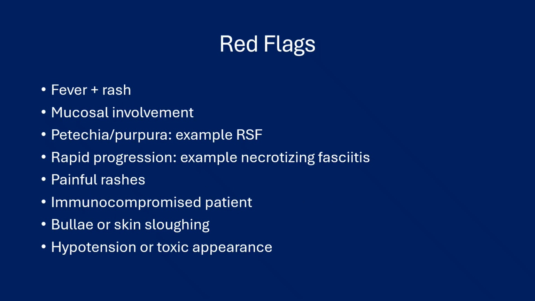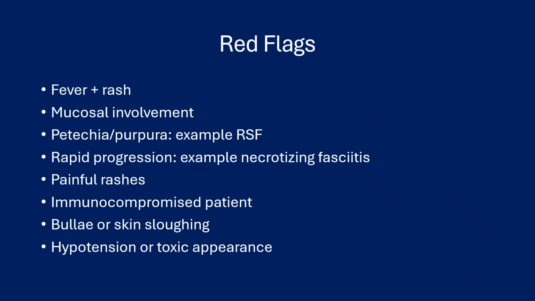Red flags for me would be fever and a rash. It's going to make me want to investigate further and see what's going on. Mucosal involvement, petechiae or purpura, again, Rocky Mountain spotted fever comes to mind. Rapid progression, for example necrotizing fasciitis, a very dangerous condition. Painful rashes, and immunocompromised patients such as HIV patients, you need to certainly be on guard with those. Bulla or skin sloughing. Hypotension or toxic appearance: does the patient look toxic? Are they febrile?